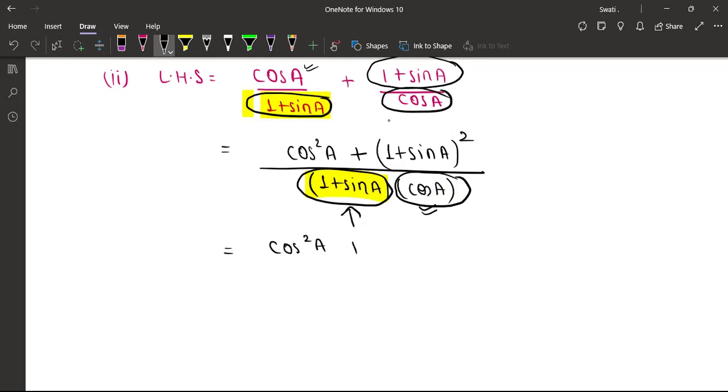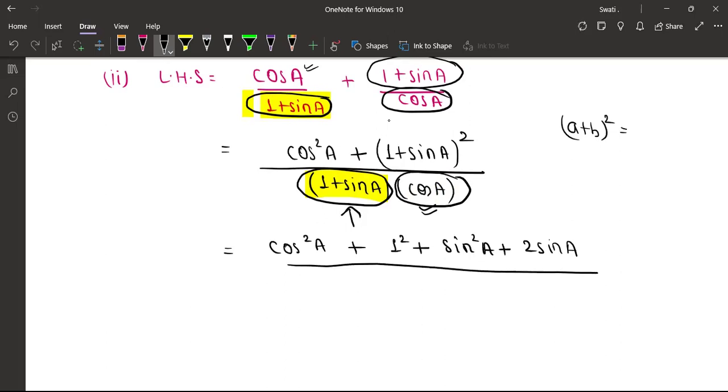So cos square A will be as it is. यहाँ पे can you say कि ये फॉर्मूला है A plus B का whole square, and I know that you know the formula already. It's A square, that means 1 square, plus B square, that means sin square A, plus 2AB, that means 2 into 1 into sin A. So it will become 2 sin A. Do you understand this? सही है मान्या? Got it? ठीक है, तो यहाँ पे 1 plus sin A as it is और cos A as it is रहा है.